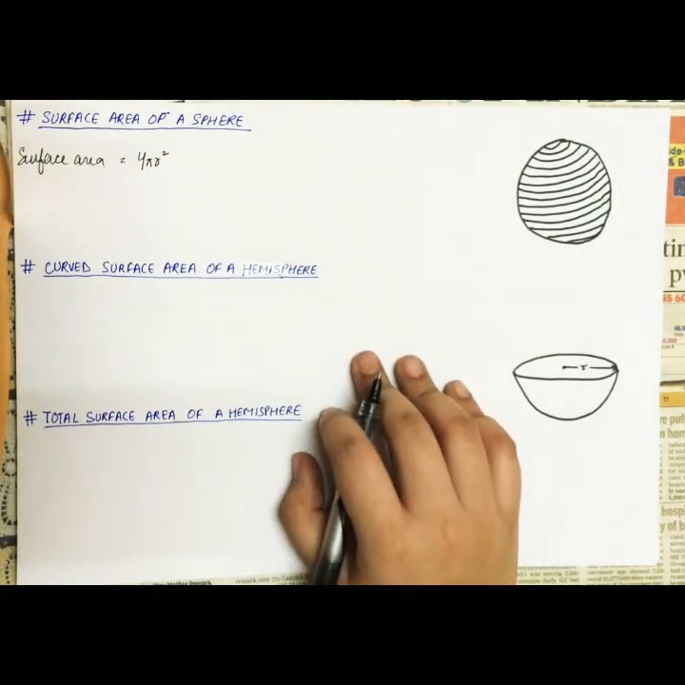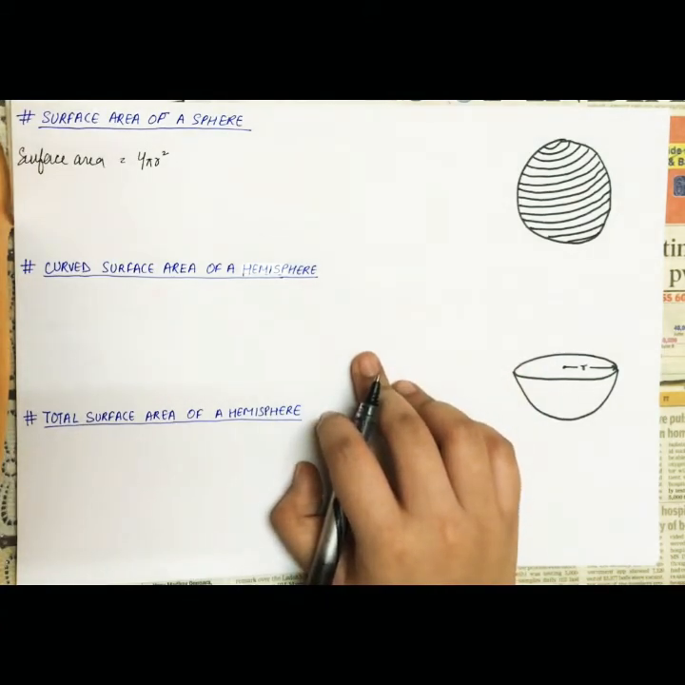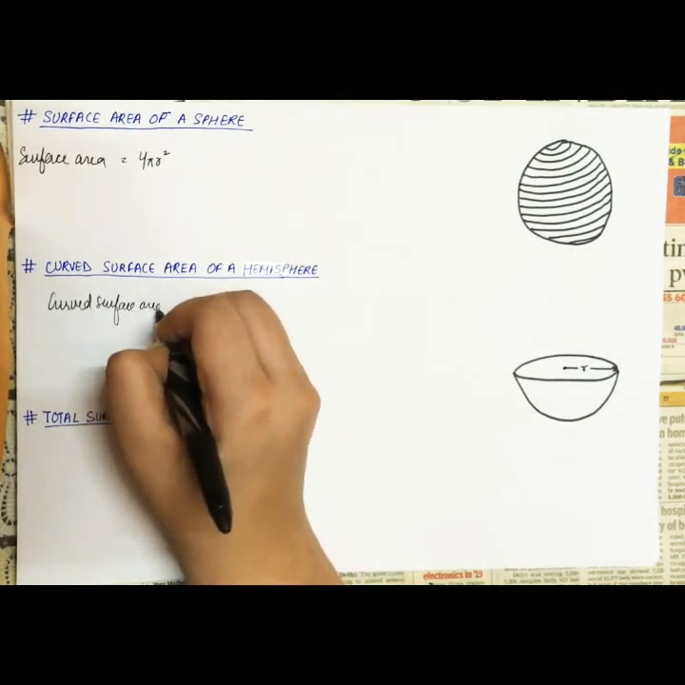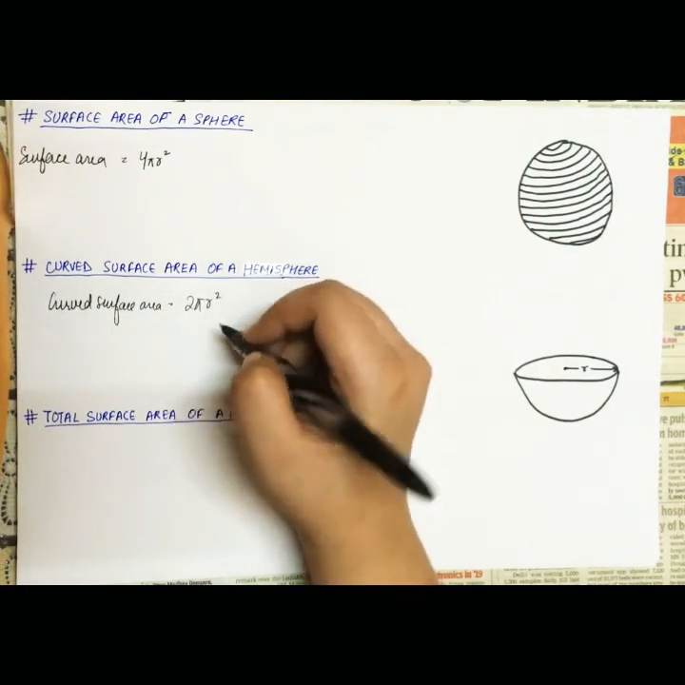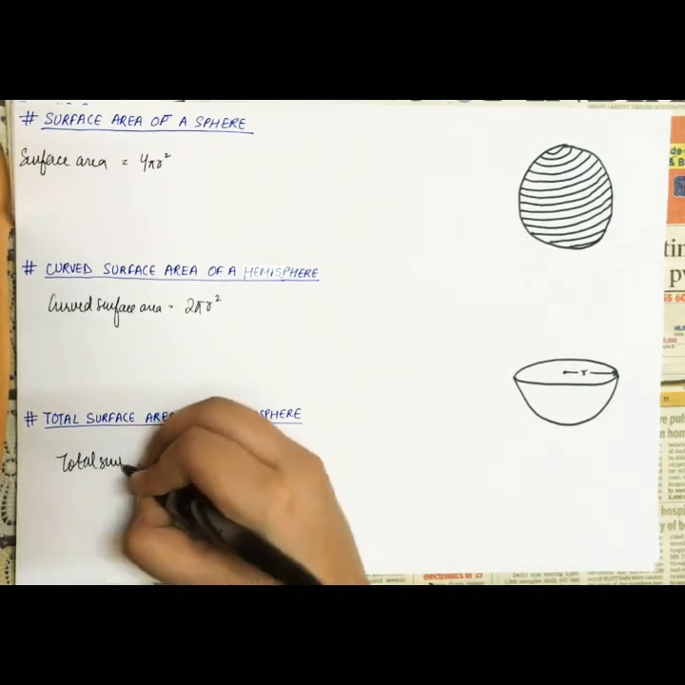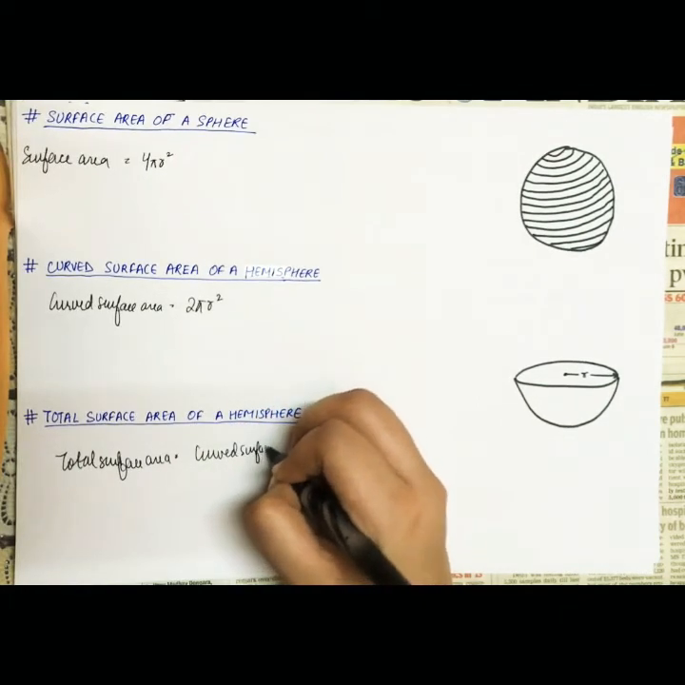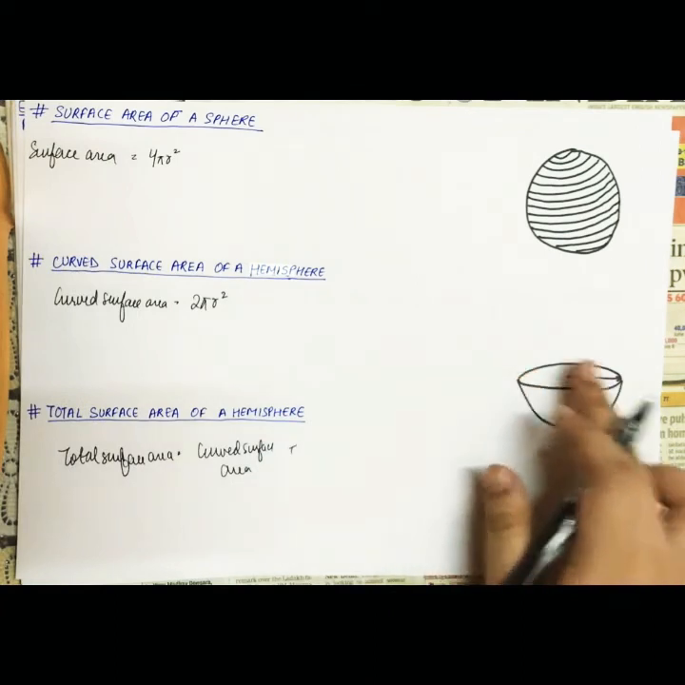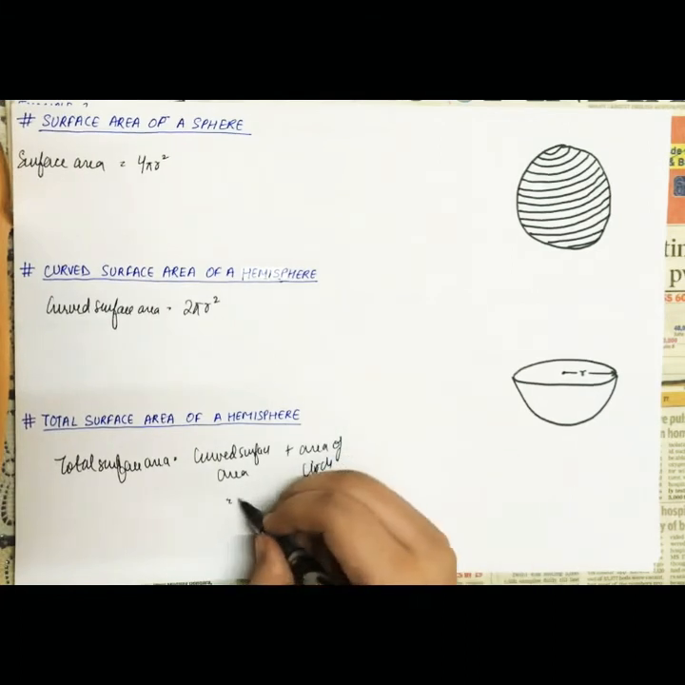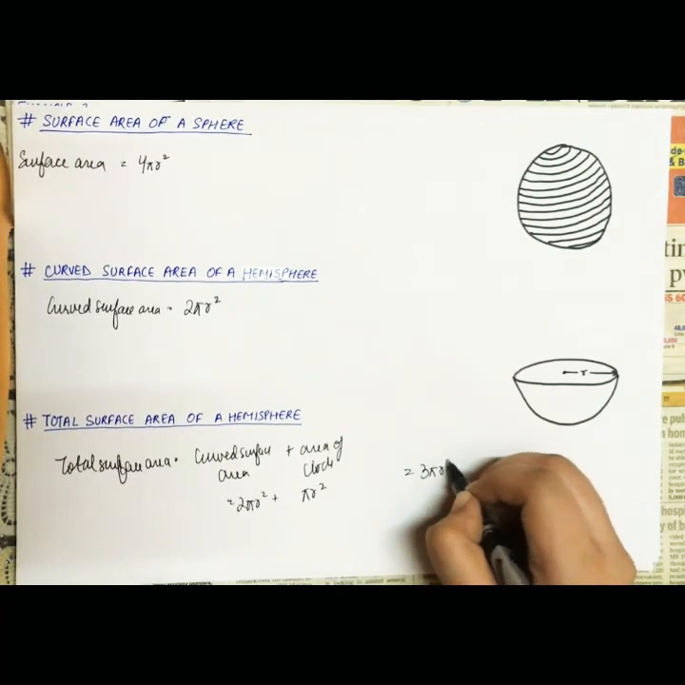Next is the curved surface area of a hemisphere. Hemisphere is the half of the sphere. Therefore, its curved surface area is equal to 2 pi r square, where r is the radius of the hemisphere. Similarly, total surface area will be equal to curved surface area plus the area of the circle above. Therefore, it will be 2 pi r square plus pi r square, which is equal to 3 pi r square.